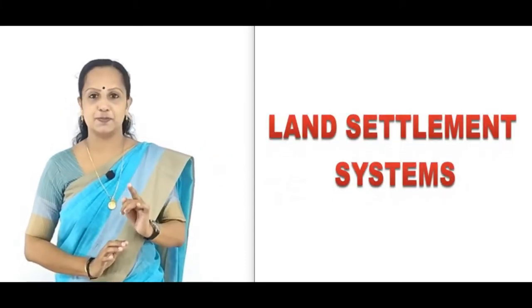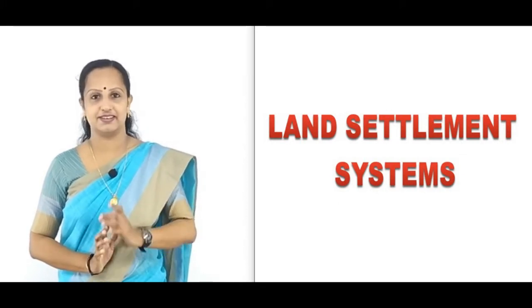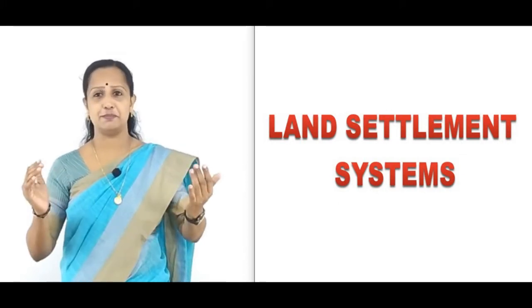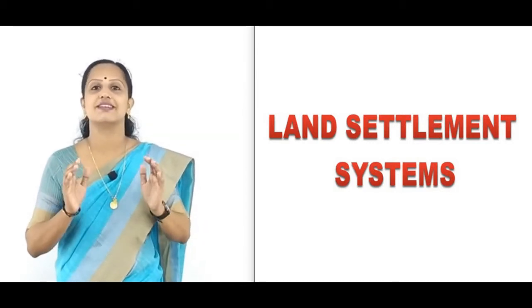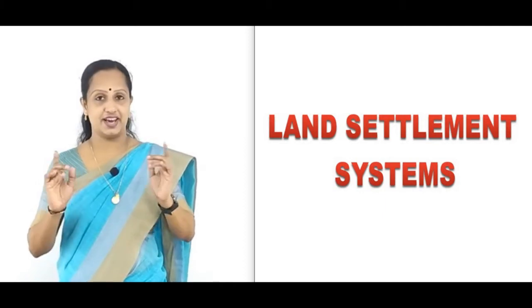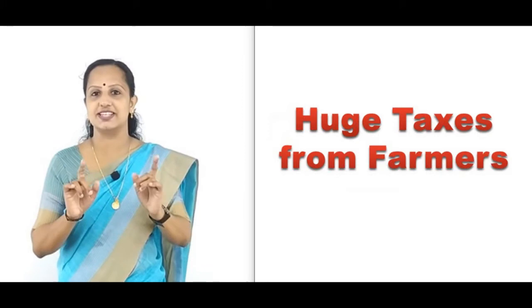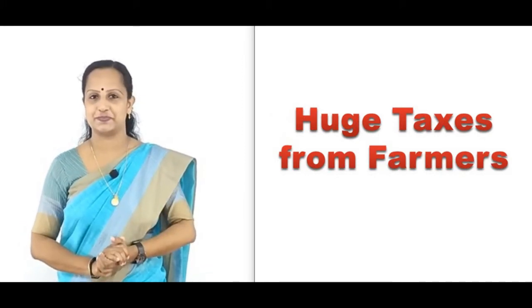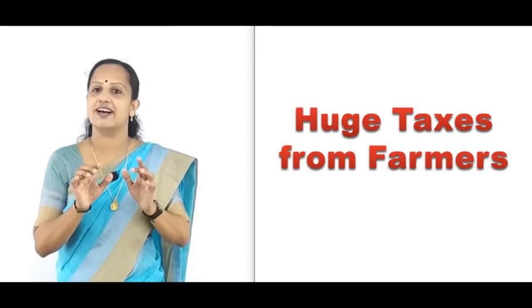Secondly, the exploitative land settlement system. The British carried out a number of land revenue experiments which caused hardship to cultivators. They extracted huge taxes from the farmers to finance their policies and war efforts. But they did nothing to improve the condition of farmers and the agriculture sector. This led to the deterioration of the economic condition of the poor farmers.